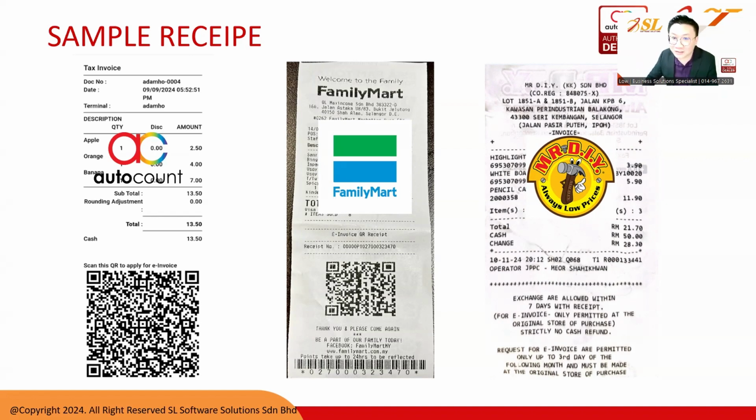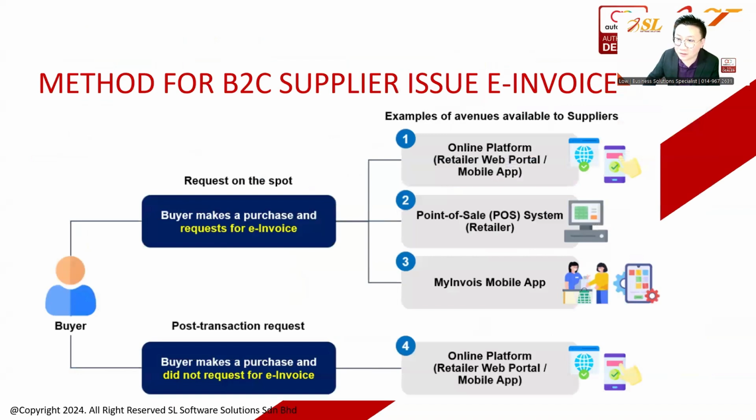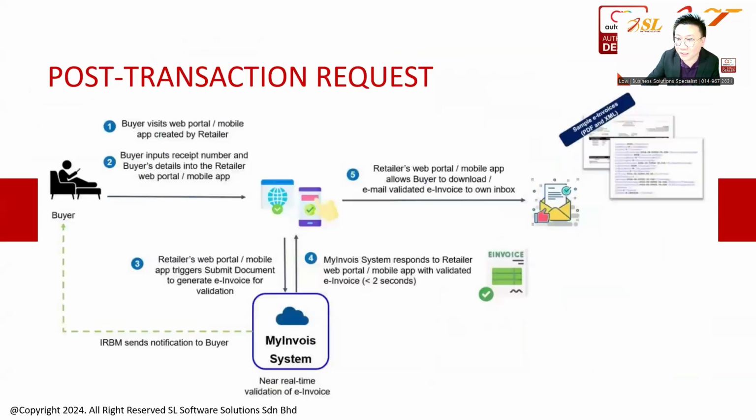So the second method is Family Mart. You see, Family Mart is similar to the AutoCount software. It also provides this QR code for their receipt. And then another example is DIY. The DIY system is not ready yet, so they ask you to get the invoice at their counter, at the original store you purchased from, before the third calendar day of the next following month. This is the DIY method. So you see, to comply with these 4 methods, as long as the merchant applies any of them, it's okay already. You just follow their instruction.